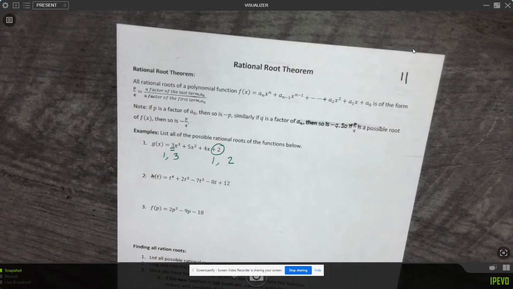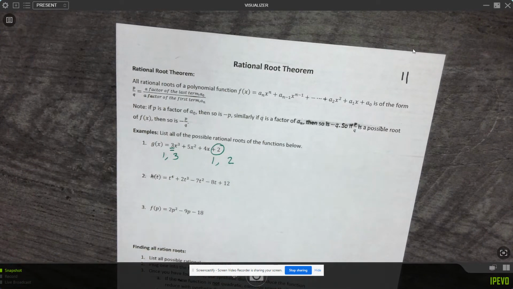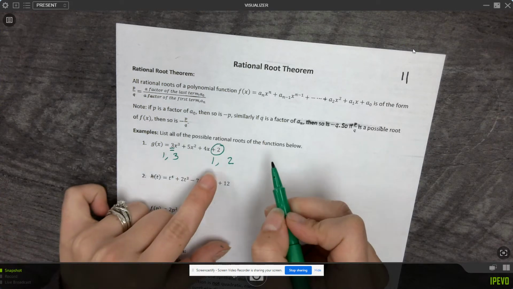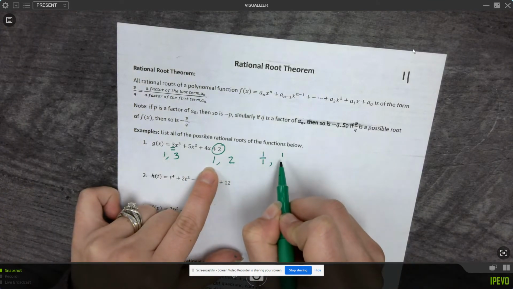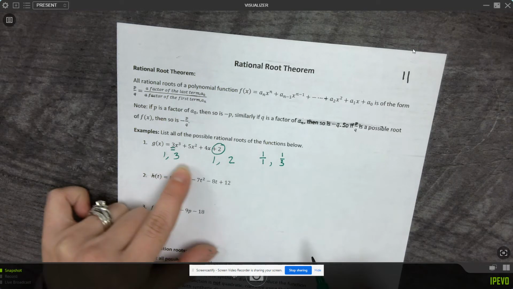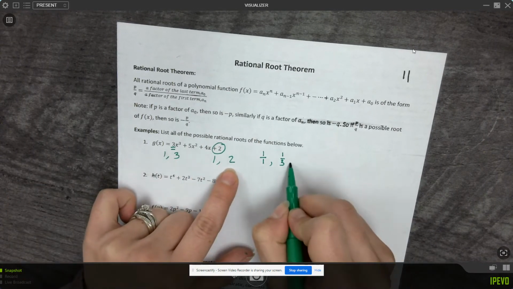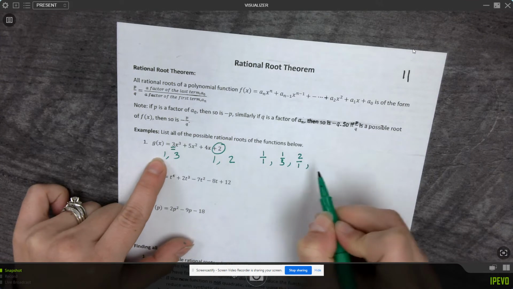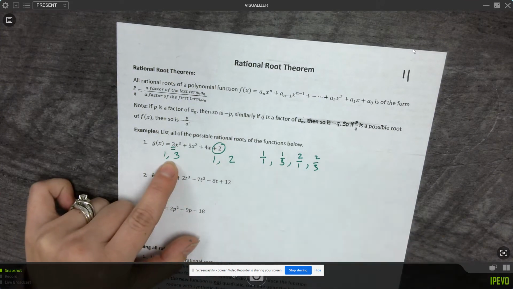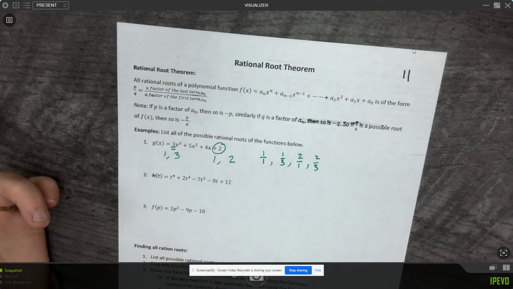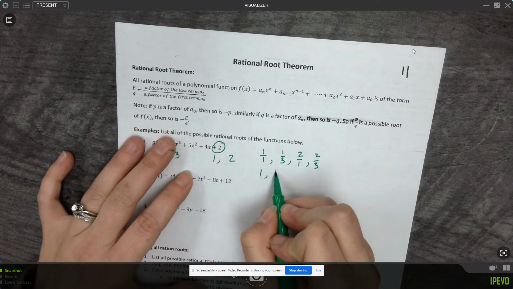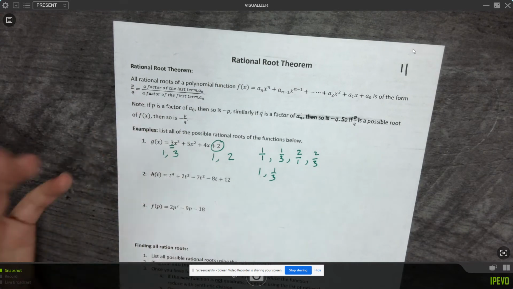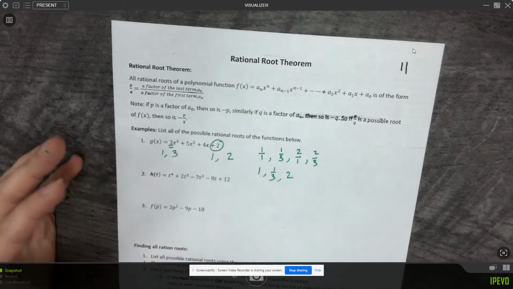1 and 3. So not all of the roots, but all of the possible roots are 1 divided by 1, 1 divided by 3. Okay, that's it for the 1. 2 divided by 1, and 2 divided by 3. And then you're going to reduce your fractions or simplify or divide if possible. It's like 1 divided by 1, that's 1. 1 over 3, that's just 1 over 3. 2 divided by 1, that's 2. And 2 over 3 is just 2 over 3.